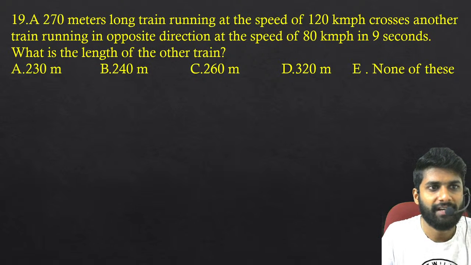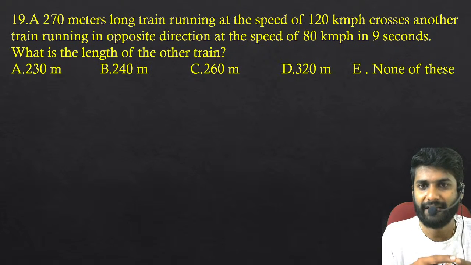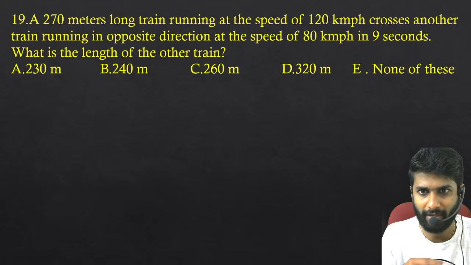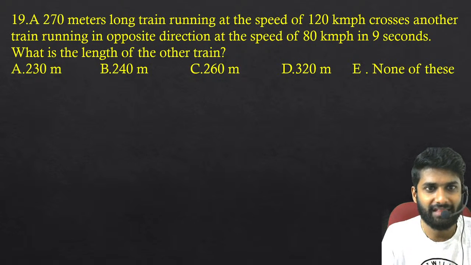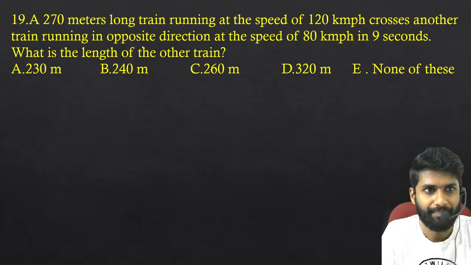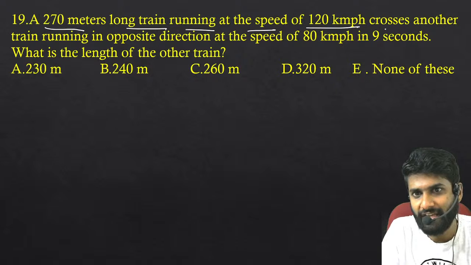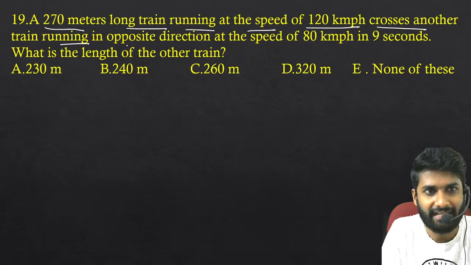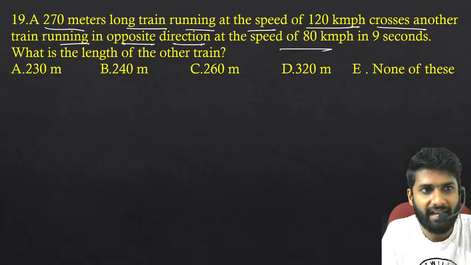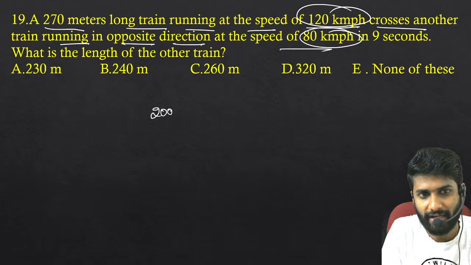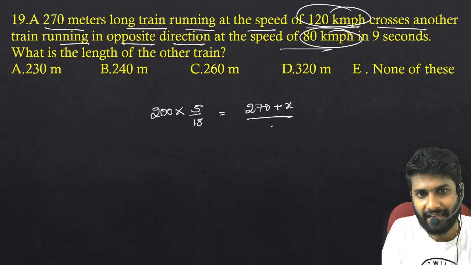A 270 meter long train running at a speed of 120 km per hour crosses another train running in the opposite direction at a speed of 80 km per hour in 9 seconds. What is the length of the other train? The relative speed is 120 plus 80, which is 200 km per hour. One length is 270, the other length is x. It crosses in 9 seconds.